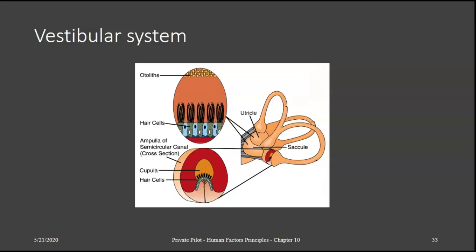The second system that helps us stay oriented in space is the vestibular system, or the inner ear. And here is a diagram of what the inner ear looks like. You can see that there are semicircular canals filled with fluid, and in those canals you have hair cells that move in response to the movement of the liquid within the semicircular canals. The movement of those hairs stimulates cells which send signals to the brain telling you how you're oriented in space.